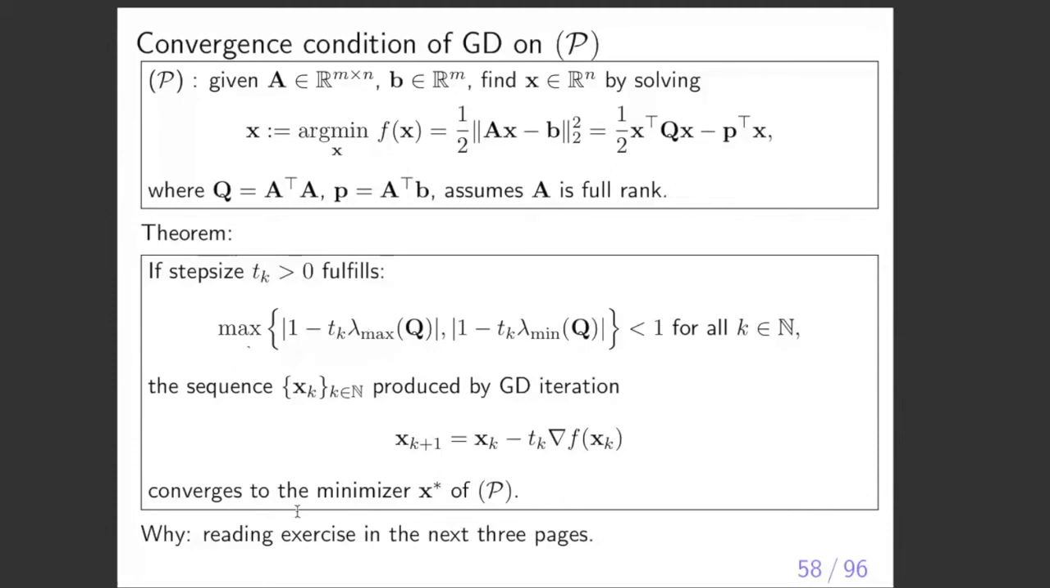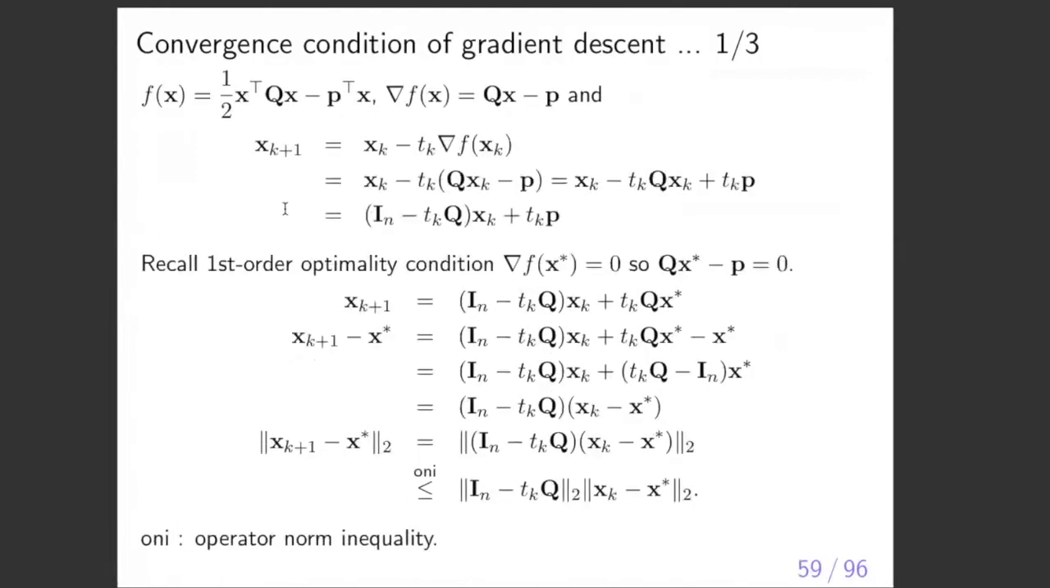Why is this true? Well, I will say this is a reading exercise, so I'm not going to talk about each line. Basically, you have the F here, so you have the gradient, and the gradient looks like this. You plug in the gradient, factorize it, and eventually you get this form. And remember the first order optimality condition: when the point x star converges, the gradient at the solution is 0. So you get this. You plug this line in with x star, subtract x star, and then just a bunch of algebra.